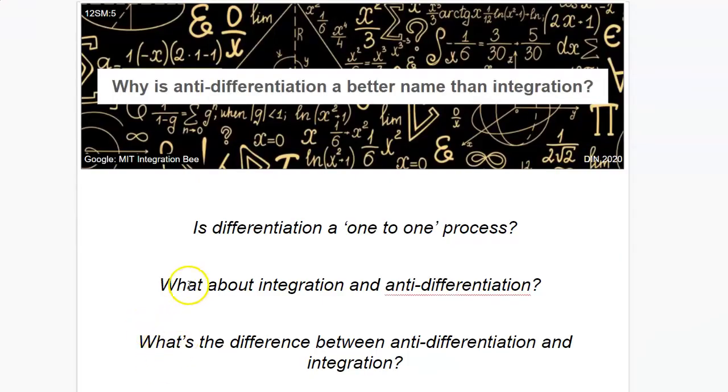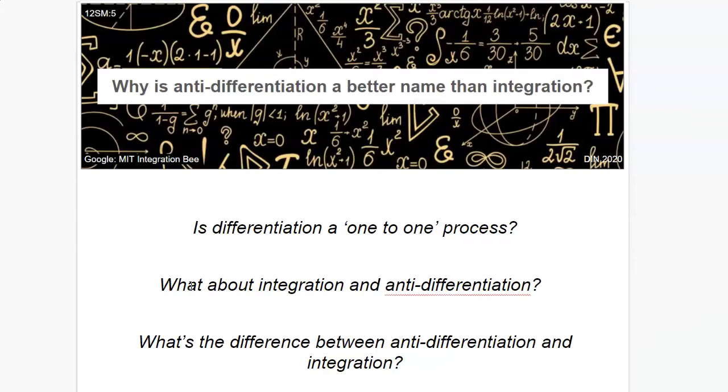Is differentiation a one-to-one process? What does that mean for integration and anti-differentiation? Are they one-to-one processes? And then informed by that video, what's the difference between anti-differentiation and integration? We're going to go on to the notes, but before we do that, I want you to have in your head an idea of the answers to these questions, and we'll address them as we go through the notes.